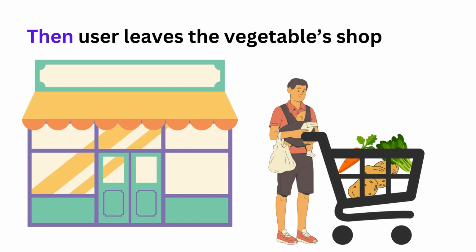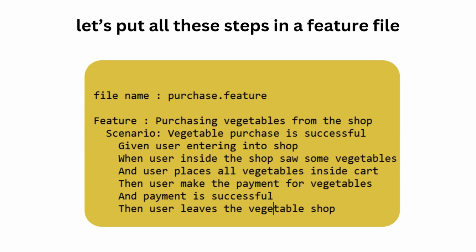Let's create a feature file. The feature file looks like this, as shown in the image. You have to consider a few things whenever you are going to write a Cucumber feature file. The file name must end with .feature.